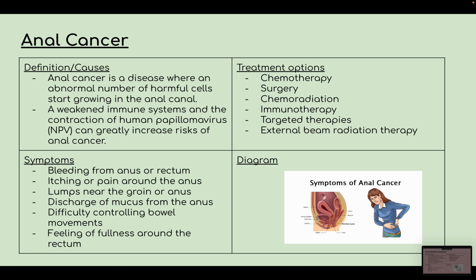But there are treatment options such as chemotherapy, surgery, chemoradiation, immunotherapy, targeted therapies, and external beam radiation therapy. And as you can see here, you can see the anus right near the vagina, just to the right of the vagina, and you can just see the systems around the body.